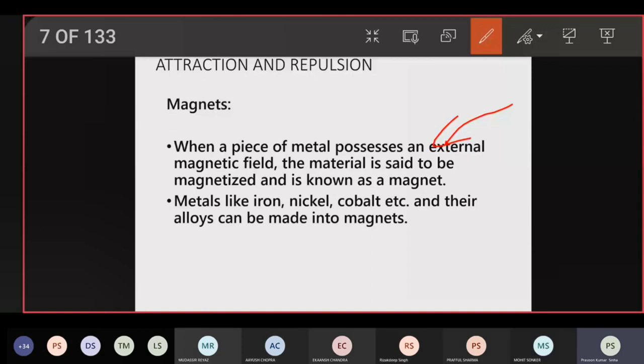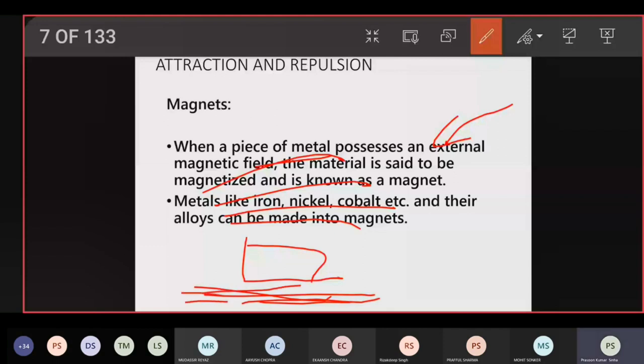What it says is a very simple thing. If a piece of metal is showing magnetism outside itself, if it is showing magnetic effect outside itself, then it is a magnet. Simply, that is what it is saying.